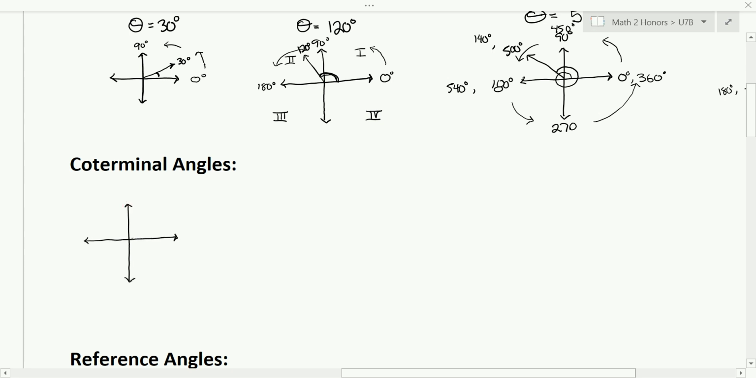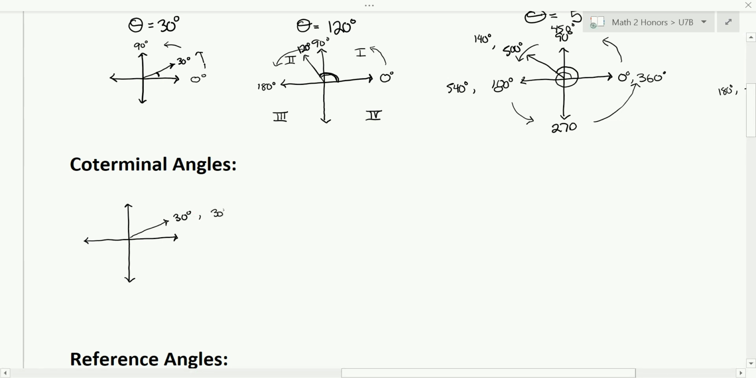And let's start with 30 degrees here. So 30 degrees, there are other angles out there that have that same direction or share that same location. Think of this as a spinner that spins around. That didn't even spin around once, right? But I could spin around once and end up there as well. What other angles would share that same location?